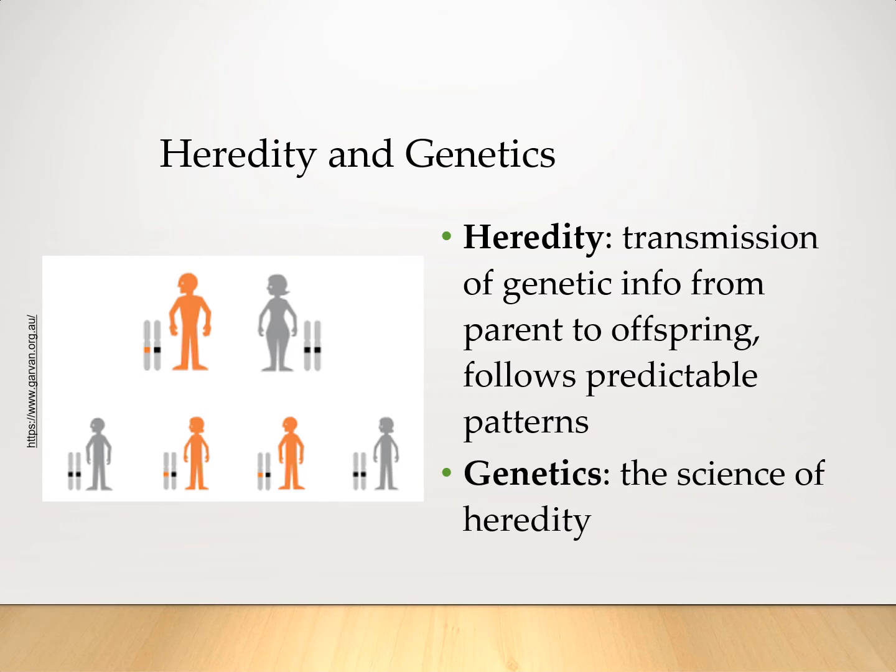To begin the chapter, understand that heredity is when genetic material is passed from parent to offspring, while genetics is the science of inheritance. Notice the diagram. The father and mother have different traits, and they both pass traits to kids. We will look at how traits are inherited and why sometimes traits do not show themselves.